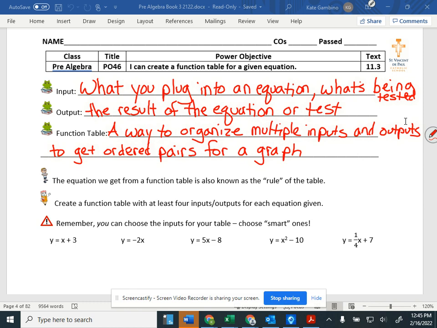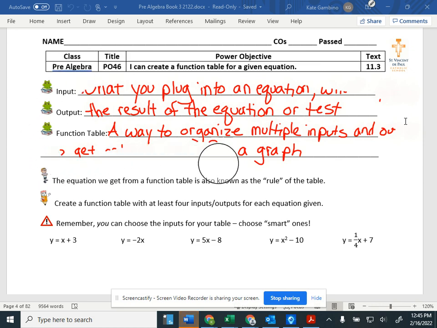So we need to create a function table with at least 4 inputs or outputs for each given equation. Oh my goodness, it's been a long day. Let me scroll up.